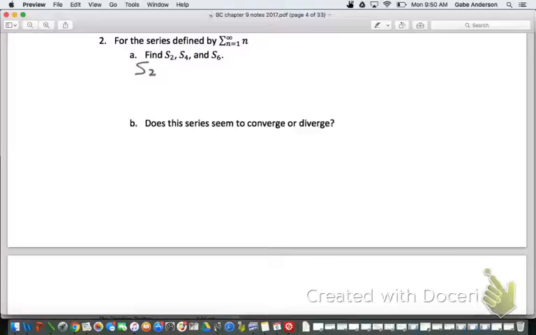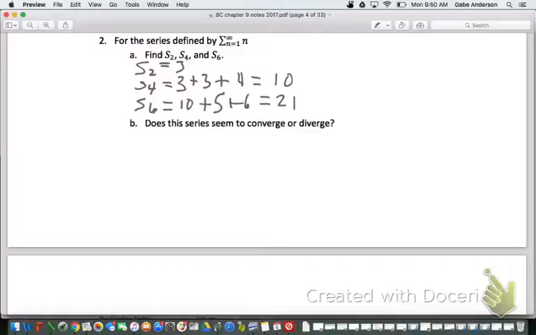What do you guys have for S4? 10? Okay, yep. Well, here, let's figure that out. It'd be 3 plus, and then we'd have to add the 3 and a 4 to that, right? So 3 plus 4 would give us 10. And then how about S6? That would be 10 plus 5 plus 6, right? So do you guys get 21? Okay. So I don't know if this is enough for you guys to see a pattern here, but we can do more if you want.